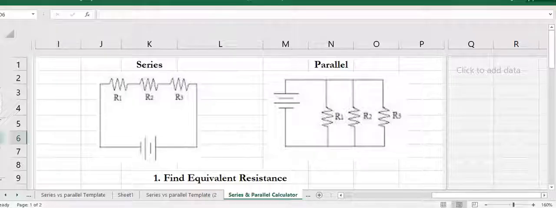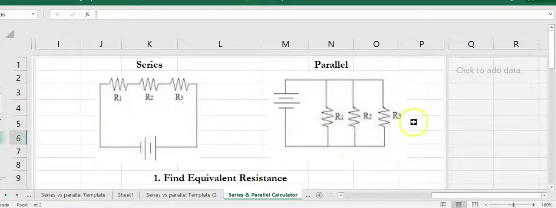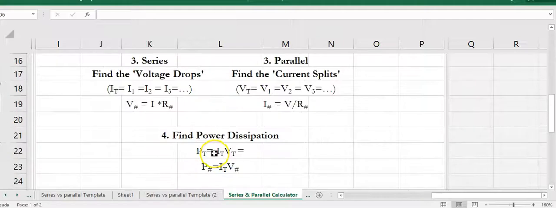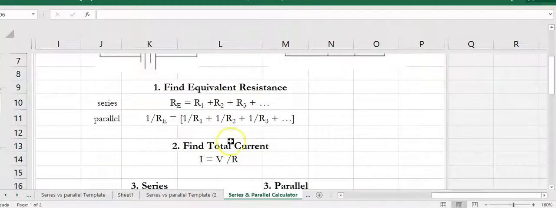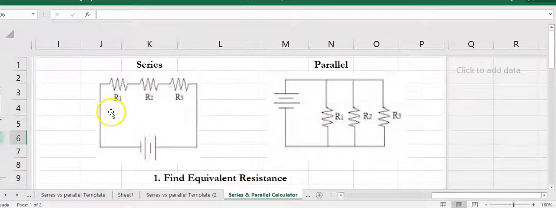So let's take a look at how easy the solution to problems like this really is. Both series and parallel circuits have the same 4 steps. Here they are in summary and comparison. The first step is to find the equivalent resistance of either kind of circuit. So if you're dealing with a series circuit, you're going to use a straight sum. You're just going to add up the 3 resistors.